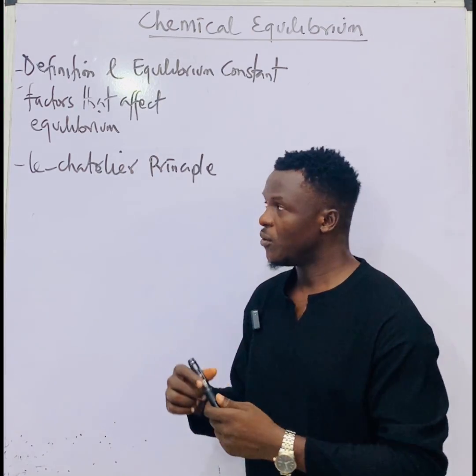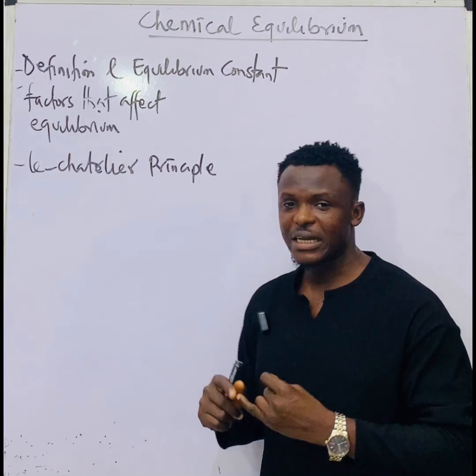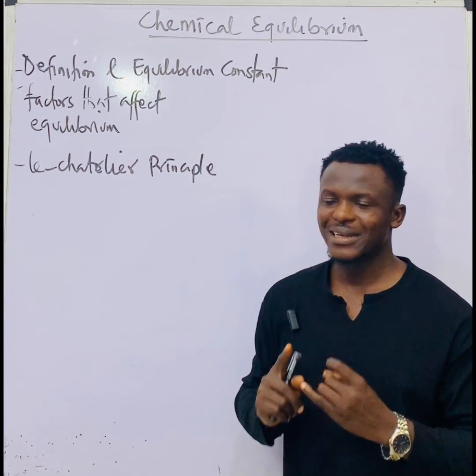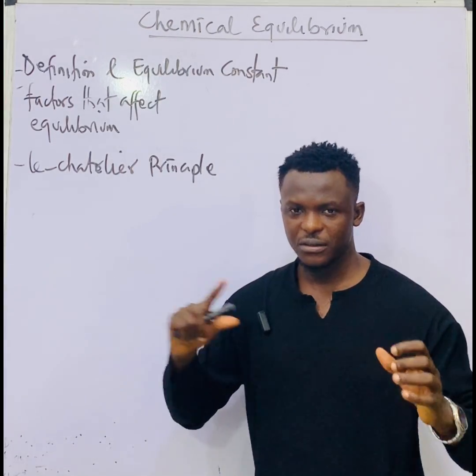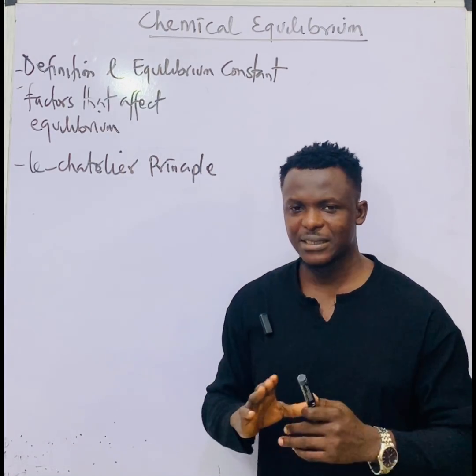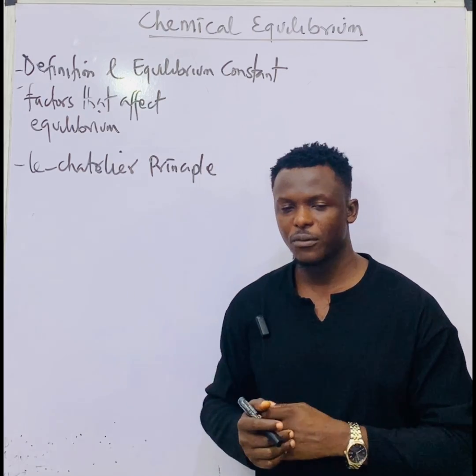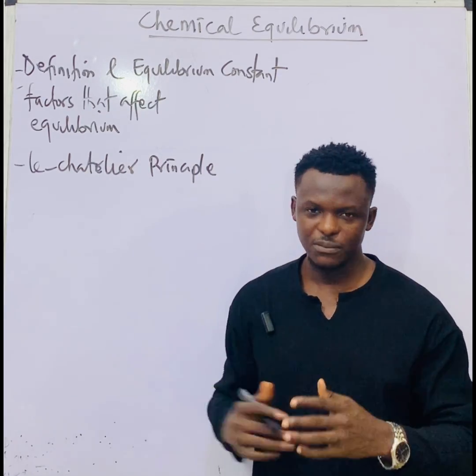Now, what are the properties of equilibrium? Number one is that a reaction that is in equilibrium has to be dynamic. Dynamic simply means it has to be moving. In physics, we also have equilibrium, but that of physics is static equilibrium. But in chemistry, we have dynamic equilibrium. It is always in constant motion.